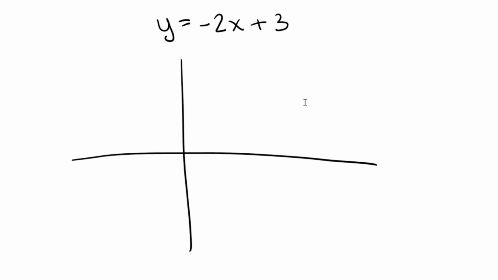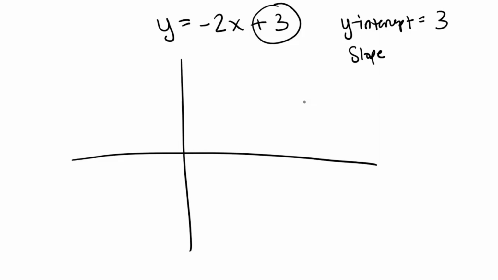Let's look at just one more example. Let's say your slope is not a fraction. So let's say it's just negative 2x plus 3. So again, my y-intercept is going to be 3 because of this plus 3 right here. And then the slope is negative 2 because of this negative 2 right here.